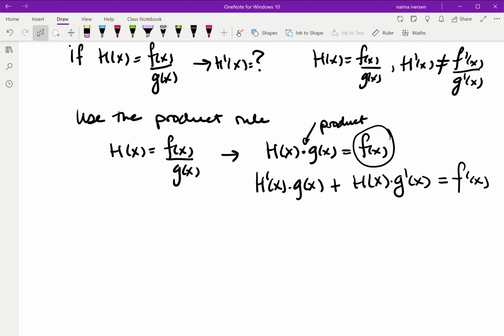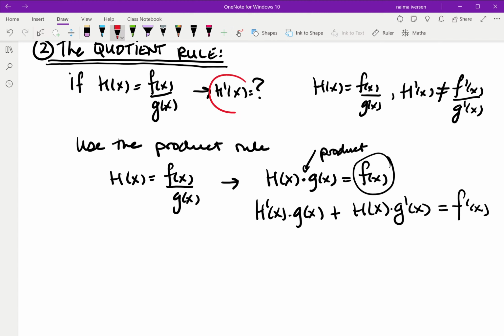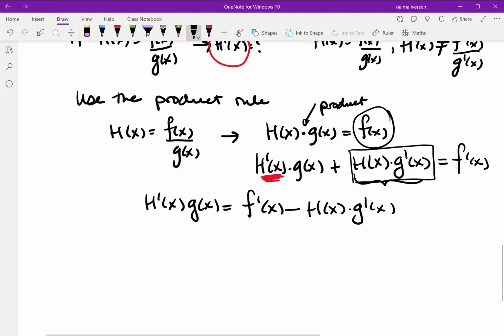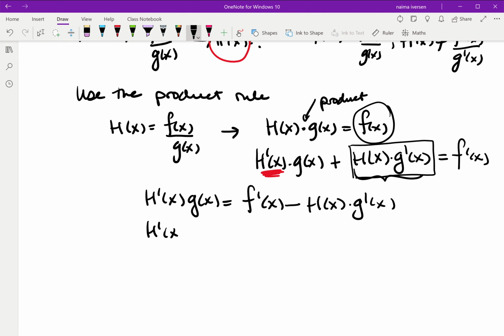So what am I trying to solve for? Remember that the whole purpose of this is to find h prime of x, so I want to get the h prime of x all by itself. I'm going to subtract this from both sides. So I'm going to get h prime of x times g of x is equal to f prime of x minus h of x times g prime of x. I'm getting rid of this. I'm subtracting it from both sides. Then to get h prime of x all by itself, I'm going to divide by g of x. So I'm going to get f prime of x minus h of x, g prime of x, all divided by g of x.